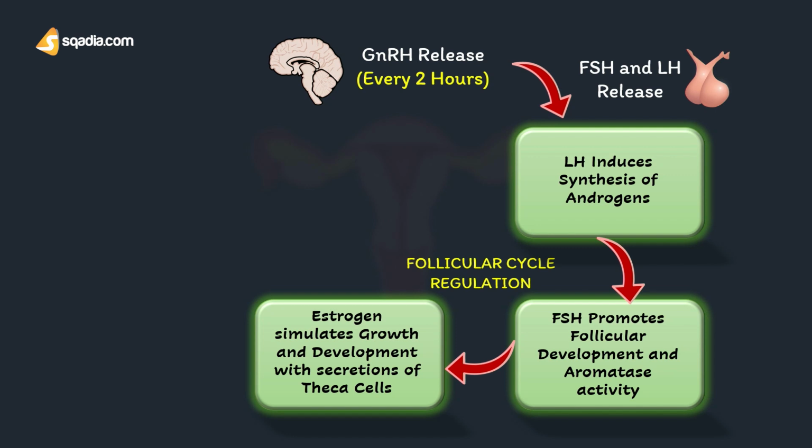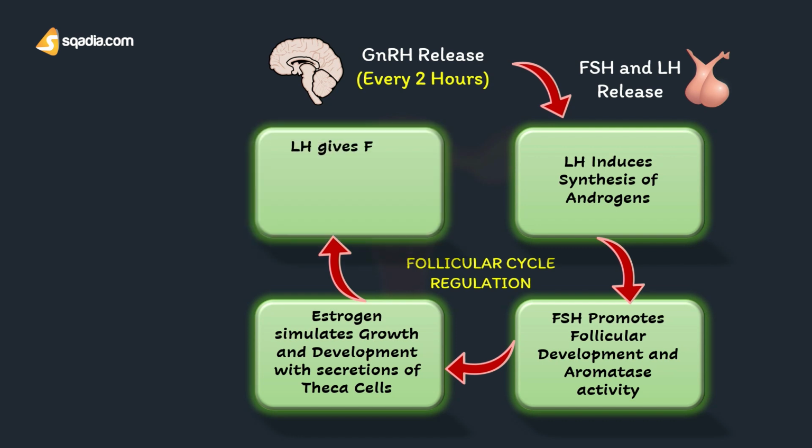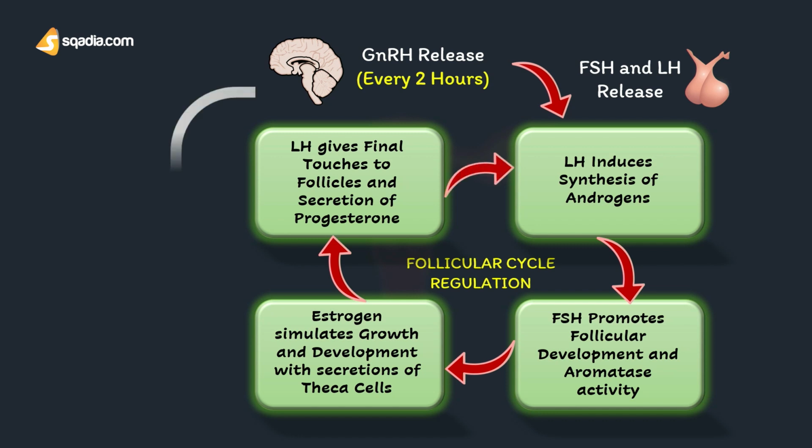Then after that, estrogen is also going to exert a double feedback control on GnRH. And LH also gives the final touches to the follicles and the secretion of progesterone. So initially, when estrogen secretion is moderate, it exerts a negative feedback control. This negative feedback is going to inhibit the secretion of GnRH, and this is going to lead to a decrease in the secretion of FSH and LH.